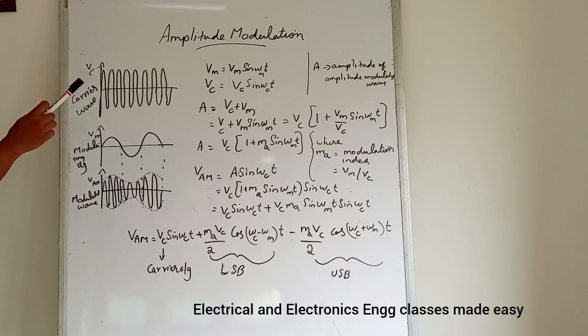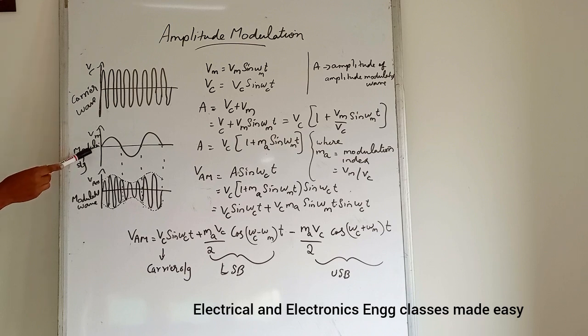So, in amplitude modulation, the amplitude of the carrier wave, so this is the amplitude, is varied in accordance with the instantaneous values of the modulating signal, keeping its frequency and phase constant. So, this is the carrier wave and this is the modulating signal and this is the modulated wave.